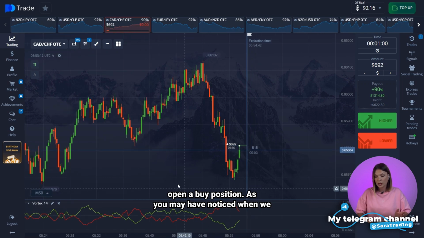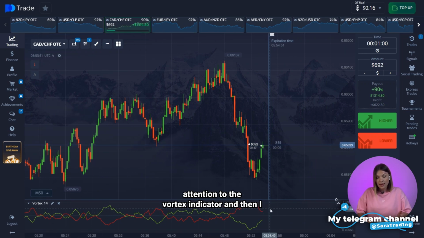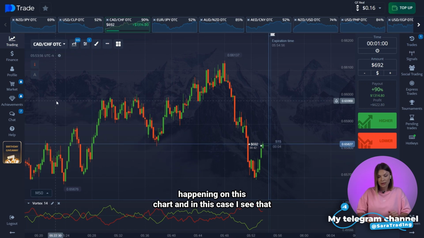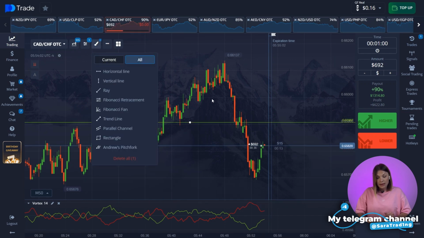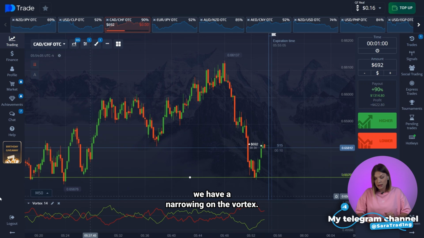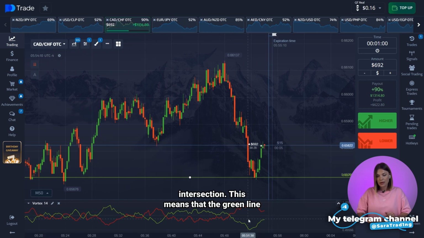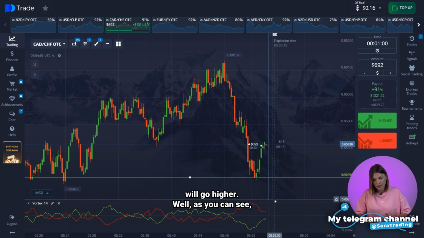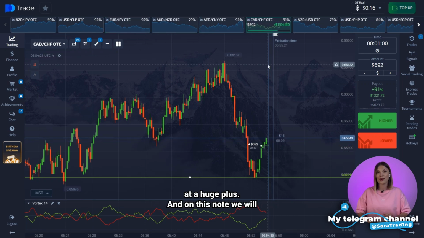As you may have noticed, when we switch to a new currency pair, I almost immediately open a trade, because I first of all pay attention to the Vortex indicator, and then I pay attention to the chart. That is, I see what is happening on this chart, and in this case I see that the price here has touched the support level. Besides, we have a narrowing on the Vortex. That is, in the future there will also be an intersection. This means that the green line will be drawn on top, and this only means that our price will go higher. Well, as you can see, our price really goes higher, and our next deal closes at a huge plus.